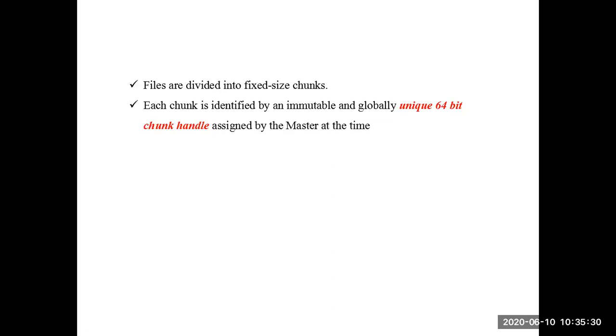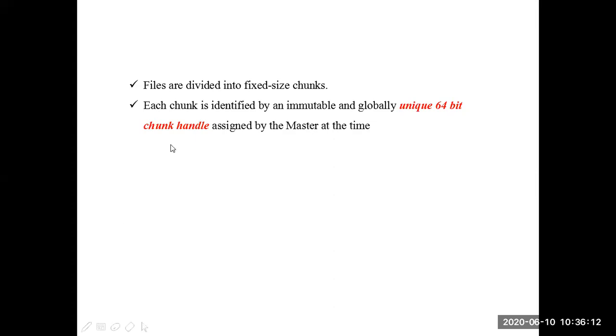For example, the file is divided into 4 fixed size chunks, A, B, C, D. When I divide my file into 4 parts of equal size, the master server will give names to those parts. The first is called chunk A, the second chunk B, the third chunk C, and the fourth chunk D. Like that, to identify each chunk, it will give unique names, called the unique 64-bit chunk handle.